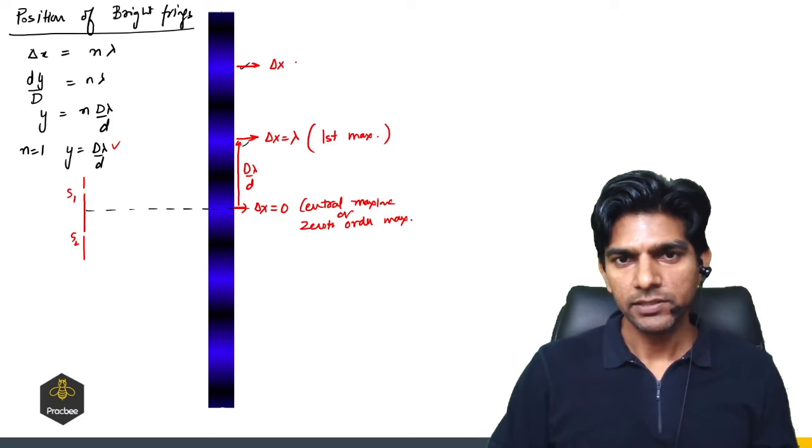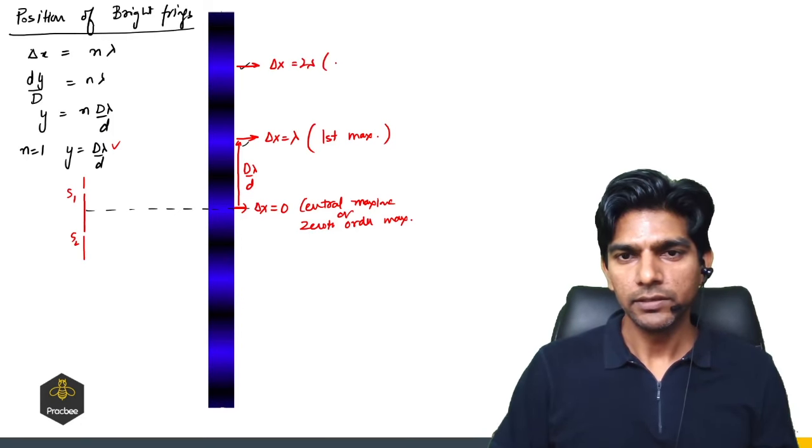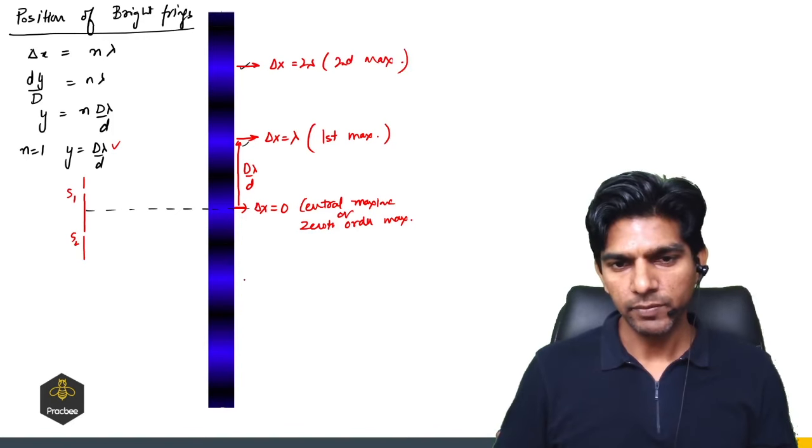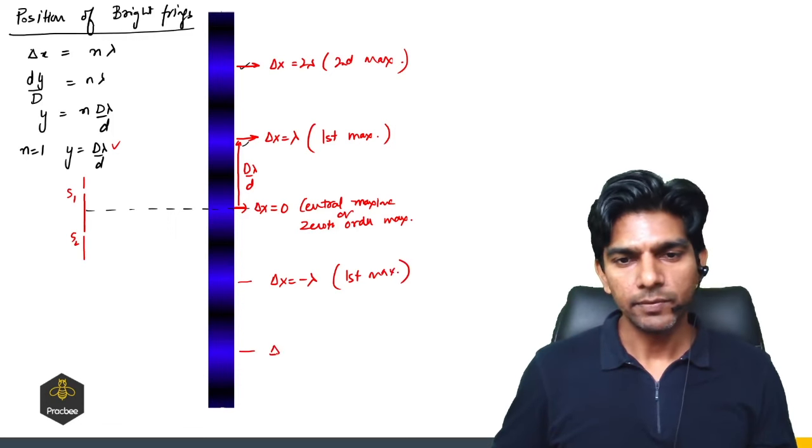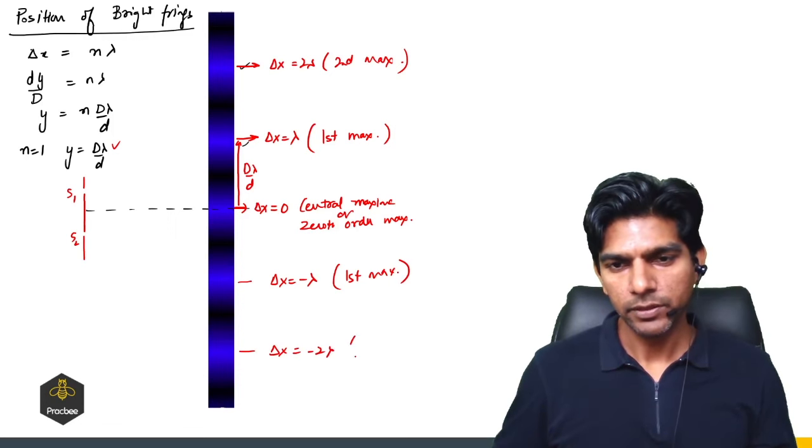At the second maxima, delta x will be 2 lambda, and this is known as second maxima or second order maxima. Similarly, below the central maxima, delta x will be minus lambda, and we can say this is the first maxima. And this is the second maxima, where delta x will be minus 2 lambda.